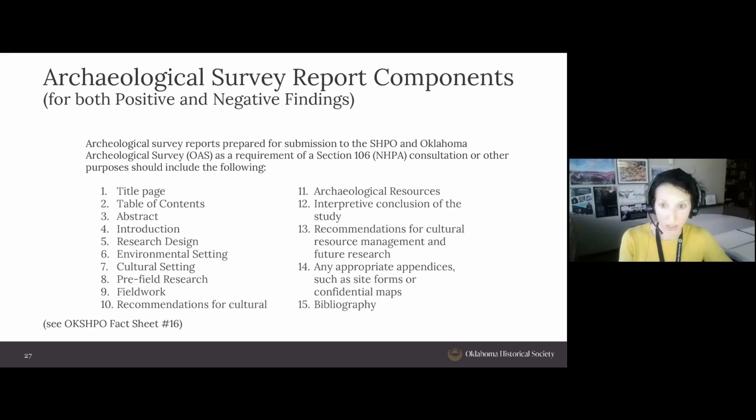This would include a title page, table of contents, an abstract, introduction, research design, environmental setting, cultural setting, just as we've discussed, pre-field research, fieldwork, recommendations for the cultural resources, archaeological resources. What did you find? Describe those archaeological resources. Interpretive conclusions of your studies, recommendations for cultural resource management and future research, and any appropriate appendices to include site forms, maps that wouldn't be public record, etc., and bibliography.